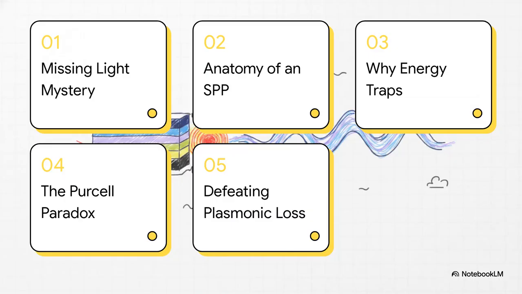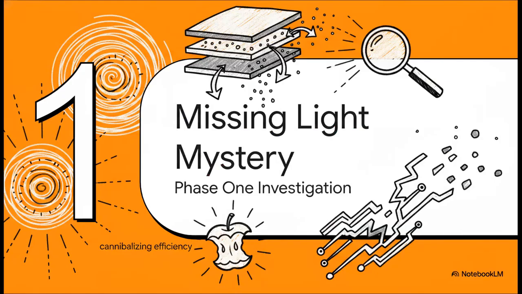So here's our investigative roadmap to track this down. 1. The missing light mystery. 2. Anatomy of an SPP. 3. Why energy gets trapped. 4. The Purcell paradox. And 5. Defeating plasmonic loss.